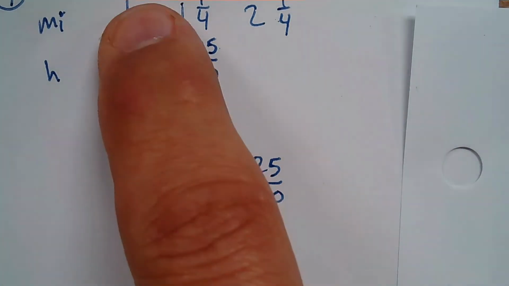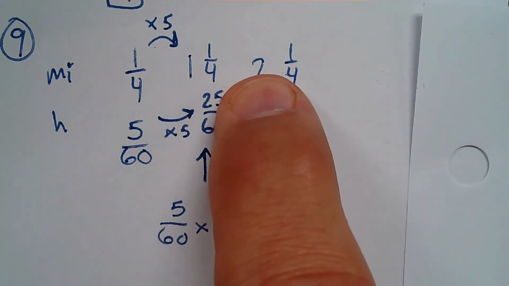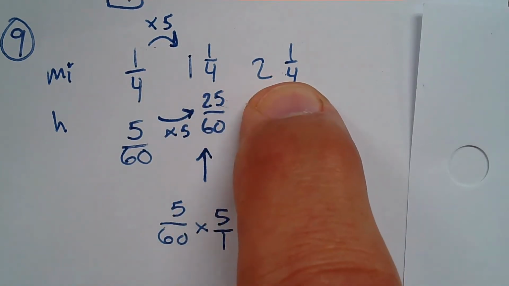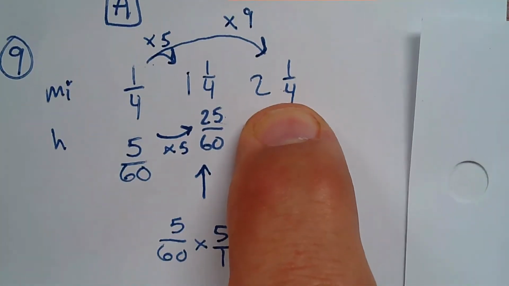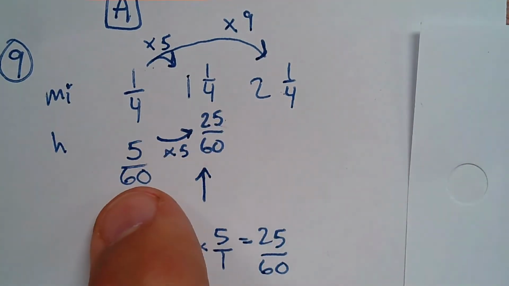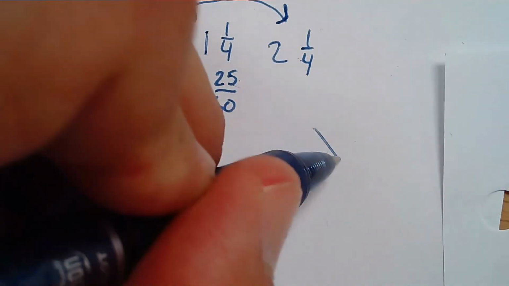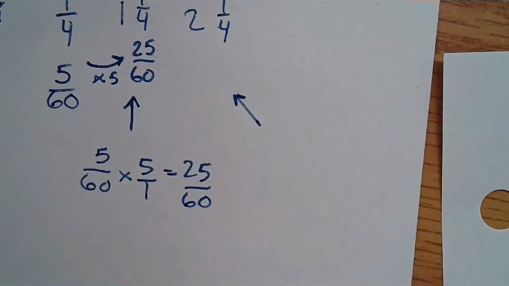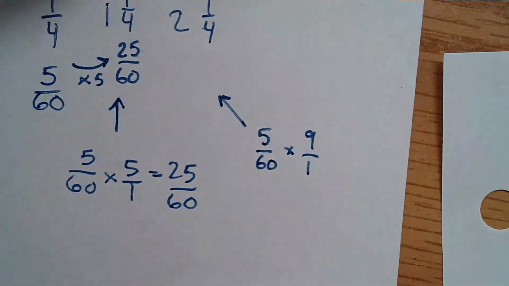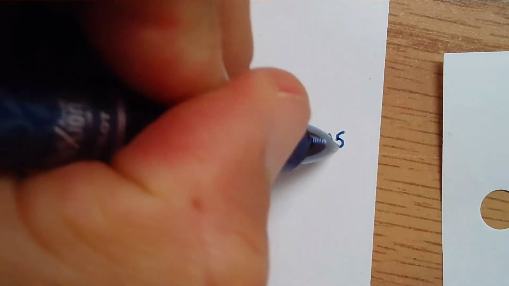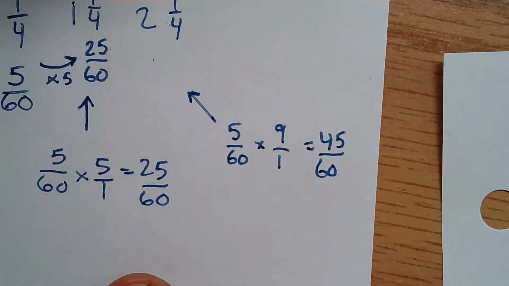Okay. How many 1/4 fit into 2 1/4? Well, 8 1/4 fit into 2, plus one more is 9. So this is going to be times 9 right there. So I have to multiply 5/60 times 9. So for this here, this would be 5 over 60 times 9 over 1, which would be 45 over 60, which is, yeah, I won't even put it in there.